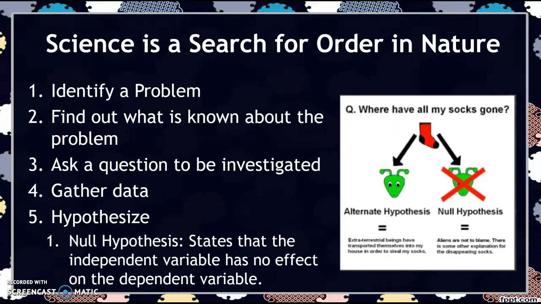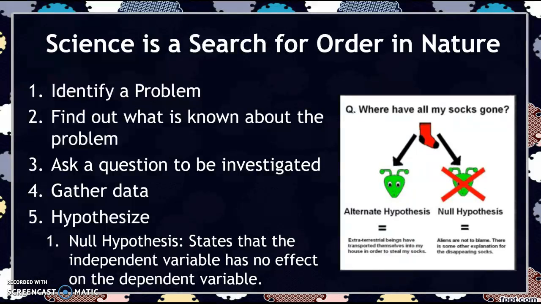So, as we've been taught growing up, as you've gone through your science classes in school, we've learned about the scientific method. It's a prescribed list of steps that scientists go through in order to come up with some sort of results and draw some conclusions. The first step is to identify a problem. The second step is to find out what's already known about the problem. It doesn't make sense to study something that's already been studied.